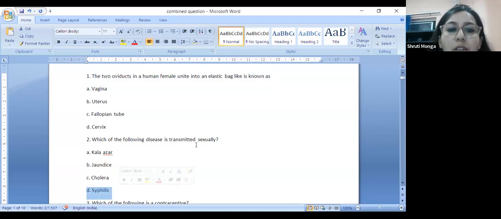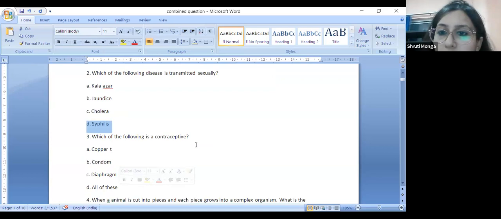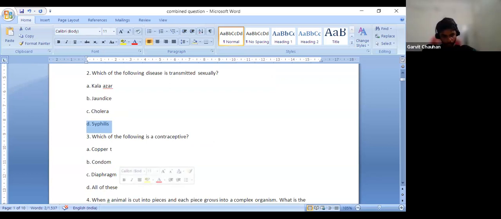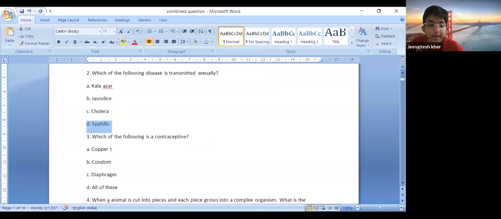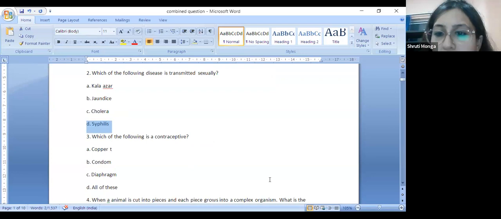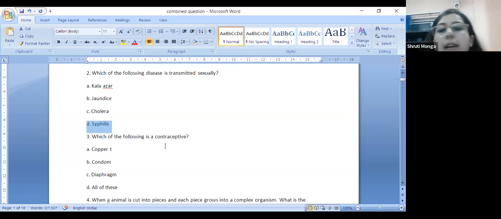Moving on to the next question. Which of the following is a contraceptive? Can you scroll down? Not audible, Jiftesh. Ma'am, option B, I guess. Ma'am, I feel it is option D. Okay, Garvit says option B. And what about Ishan? Ma'am, B. B. Okay. But children, the correct answer is D.